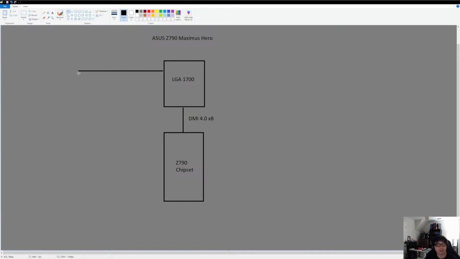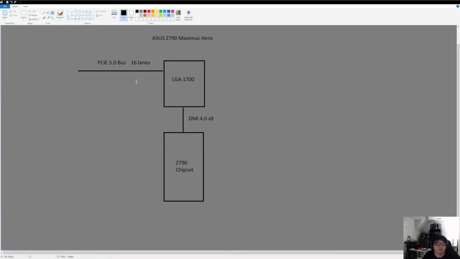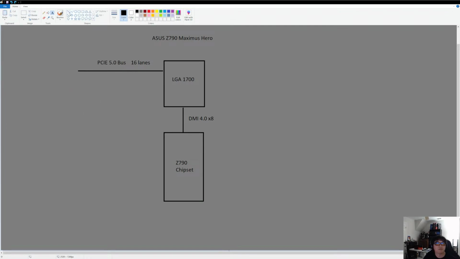So on LGA 1700, you get a PCIe 5.0 bus, just like with AMD. However, this one is significantly different. This one has a total of 16 lanes of Gen 5 available, whereas the X670E is 24 lanes of Gen 5 available, direct to the CPU. This goes direct to the CPU as well. However, all those lanes typically go directly to the graphics card. However, with these Z790 motherboards, so this would have applied to Z690. However, Z790 made some change to try to be able to advertise Gen 5 storage.